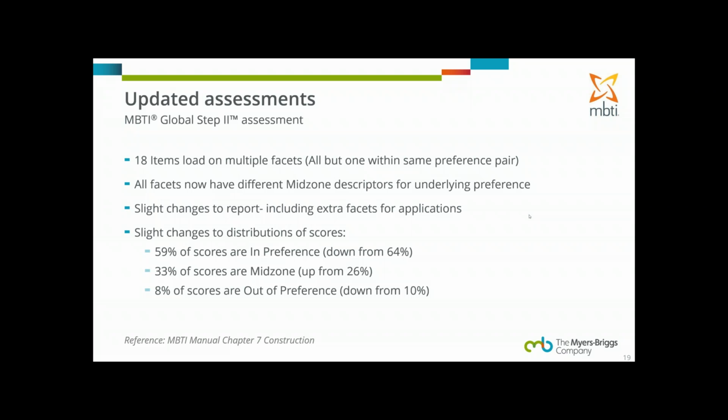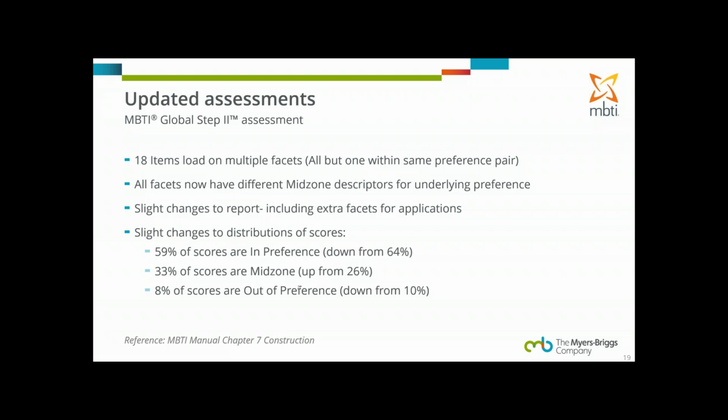There are also some changes to the distribution of scores. We purposely wanted to avoid one of the things that happened on Form Q, where you would get somebody who would have a particular preference and then maybe have 4 or 5 facets out of preference. By allowing some of those cross-loadings within preferences across the facets, we were able to pull that down. So 59% of the scores are in preference, which is down from 64% in Form Q. 33% of the scores are in the mid-zone, which is up from 26%.